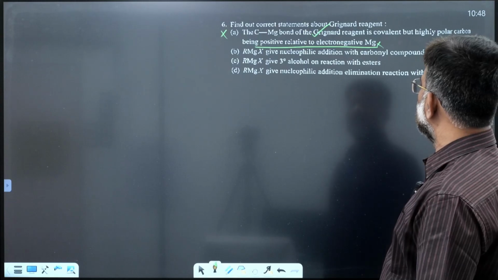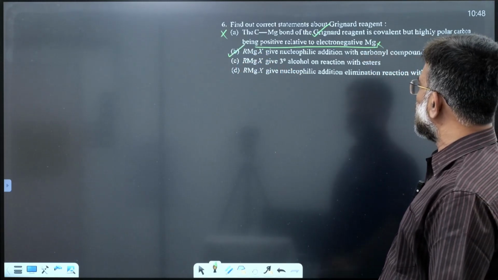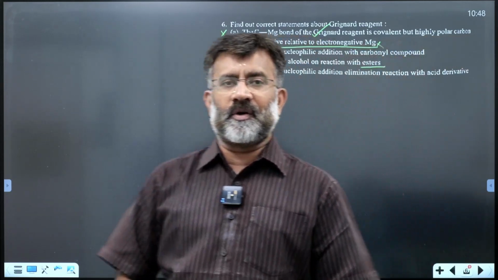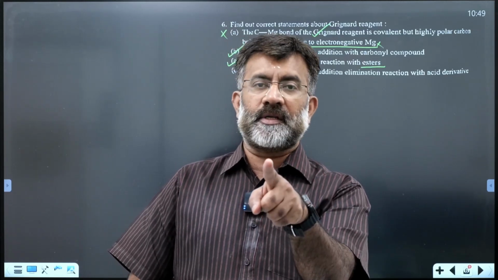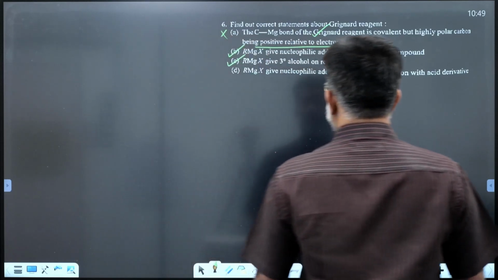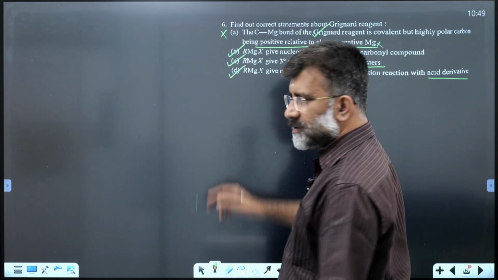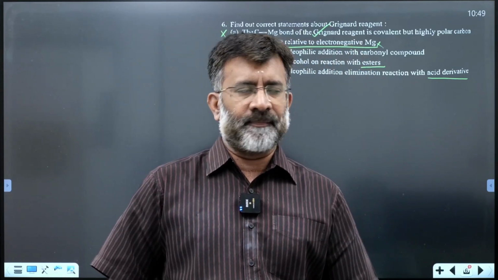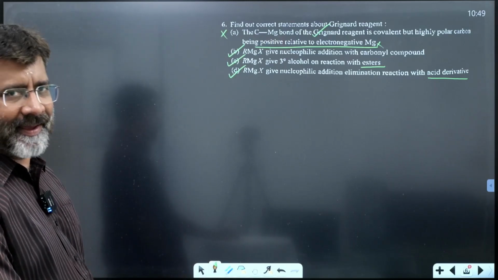RMgX gives nucleophilic addition. Option B is correct. RMgX gives tertiary alcohol with esters. Yes, RMgX will give tertiary alcohol with esters, while if you are dealing with the ester of formic acid, you will get a secondary alcohol. That's a different case. RMgX gives nucleophilic addition reaction with acid derivatives. Yes, with esters, with acid chlorides, you can get addition reaction. So all the statements are correct except option A.